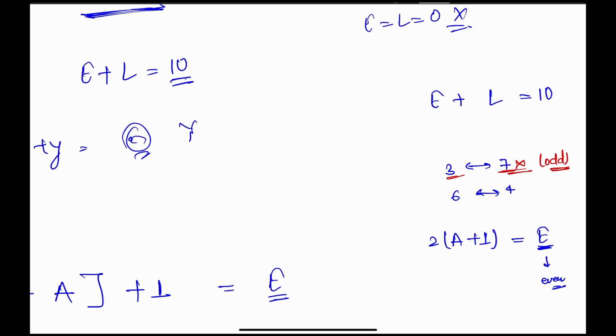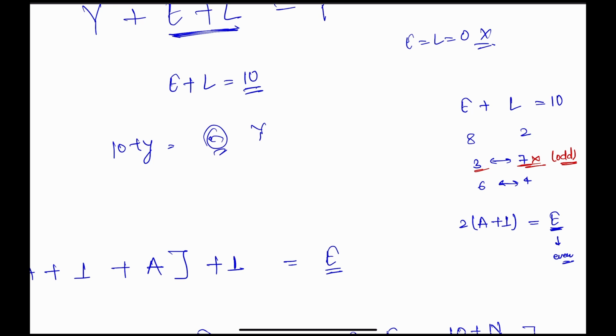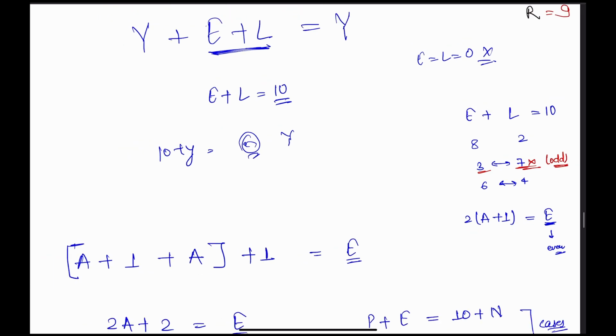So here the only possibility is 8 and 2. I removed the arrow key to emphasize that this is not replaceable. So E cannot be 2. One thing is done.